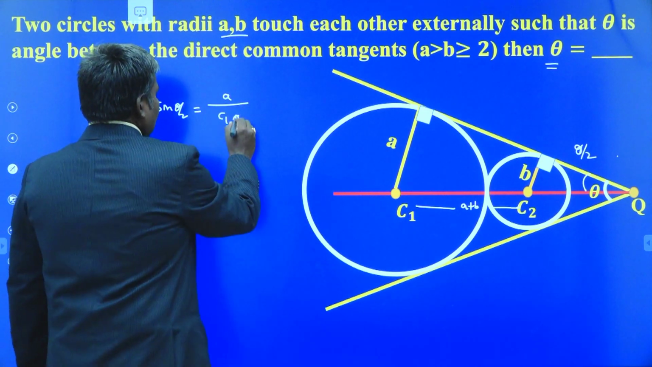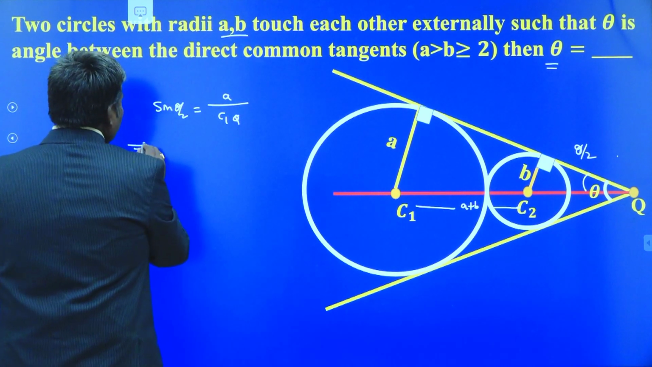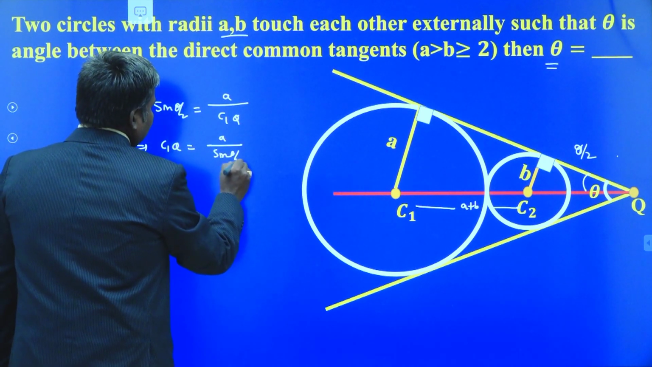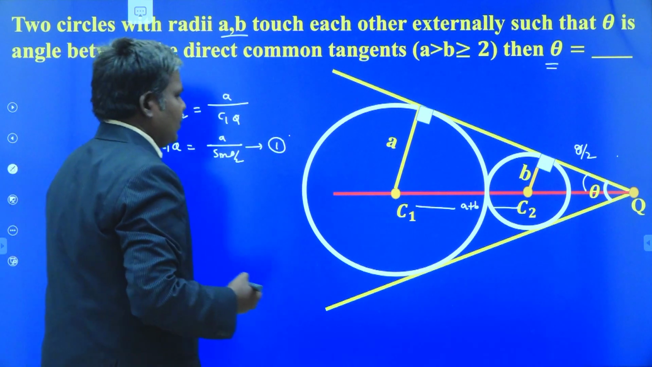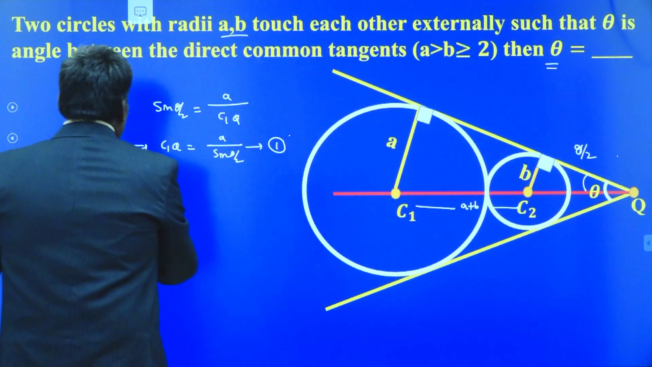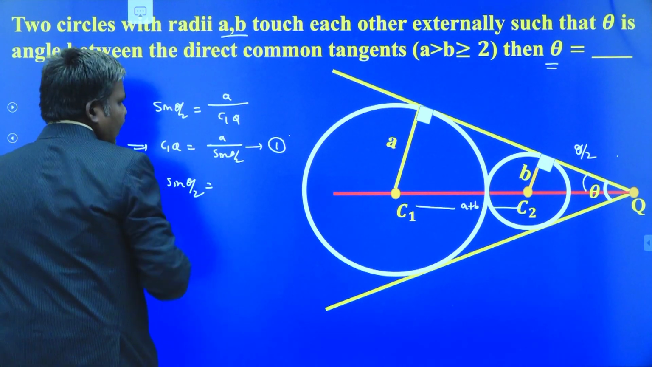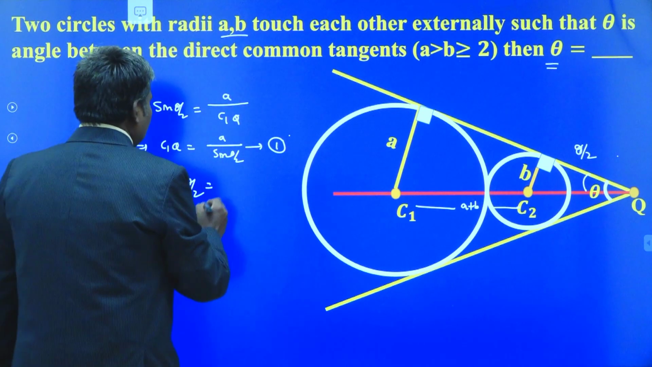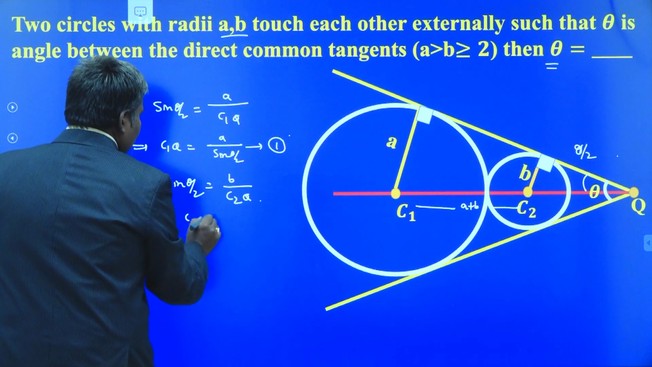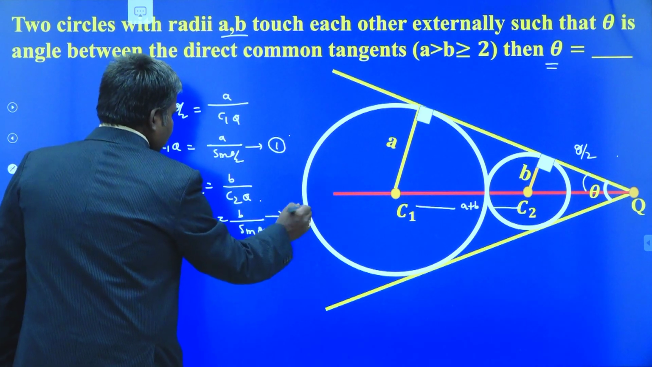Listen carefully. What we have to obtain? We have to obtain theta in terms of A and B. What is C1Q now? C1Q is equal to A by sin theta by 2. This is equation number 1. Again, from this right angle triangle, what is sin theta by 2? Sin theta by 2 is equal to B by C2Q. What about my C2Q? C2Q is equal to B by sin theta by 2. This is equation number 2.